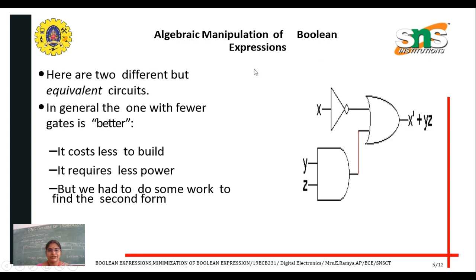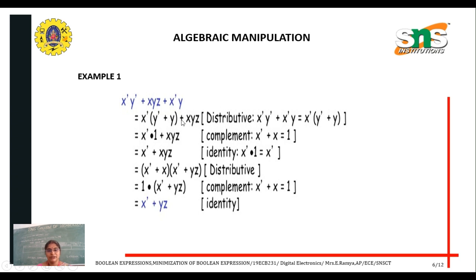Algebraic manipulation of Boolean expression. Here there are two different but equivalent circuits. X bar plus y z. Okay, so in general, the one with fewer gates is better. It costs less to build, it requires less power, but we have to do some work to find the second form. Okay, so algebraic manipulation, x bar y bar, x y z, x bar y. These are the terms. First we have to use Boolean laws to minimize this. After using Boolean laws, we can minimize this expression to x bar plus y z. Only two terms, it is product or sum. Okay.